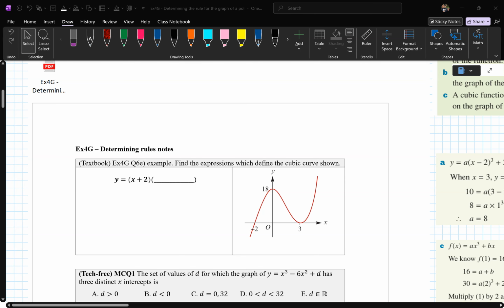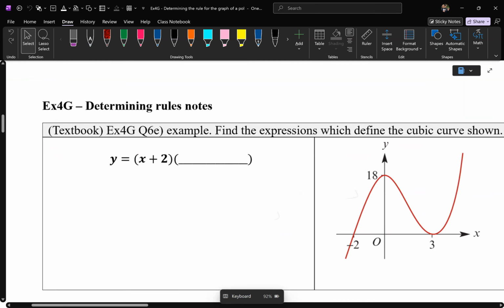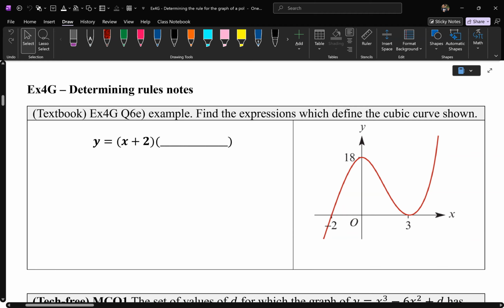Here we go. Exercise 4G, determining rules again. So very similar to what you did previously. Let's see what you guys can do so far. So here's a graph. So there's 4G, question 6E.